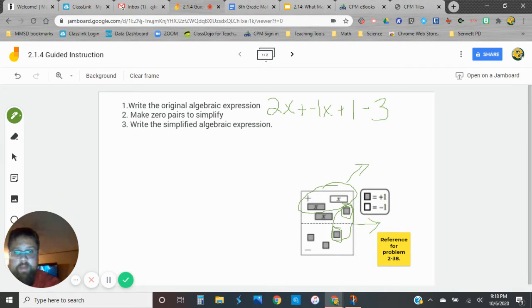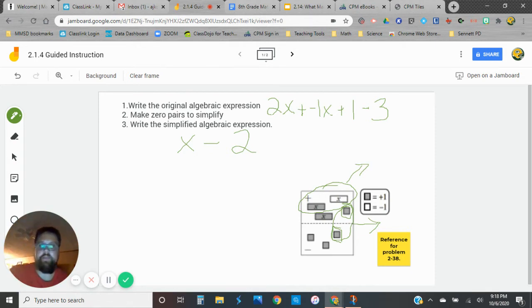So now we get to step 3, write the simplified algebraic expression. We just read the tiles we have. We have an x up top, so that's x. And then we have 2 positive tiles, but living in the negative area, so that is minus 2. There's the simplified algebraic expression.